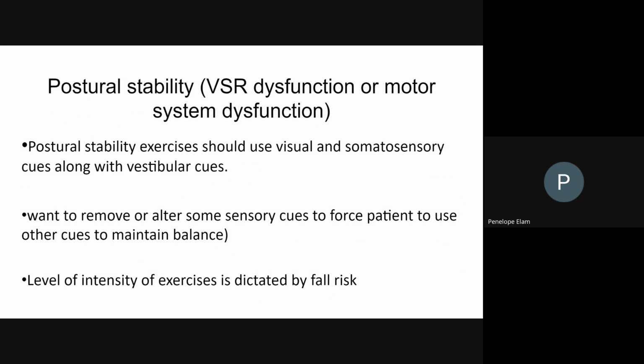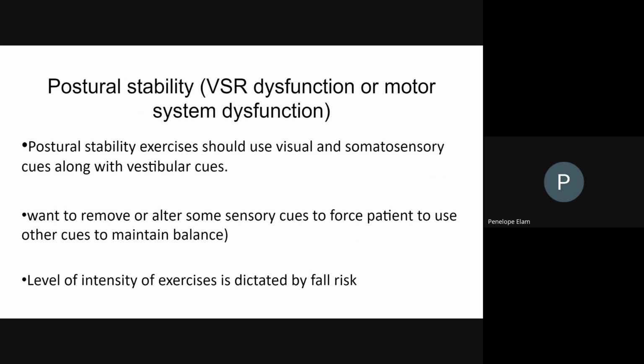So the other area would be postural stability. And so this is where, you guys have already done a lot of these, they're balance exercises, right? But when we're trying to challenge the vestibular system, we need to make sure that we're altering visual and somatosensory cues so that they're having to focus more on their vestibular system. So whenever we're doing postural stability exercises for somebody with a vestibular dysfunction, we want to remove or alter some sensory cues to force the patient to use other cues to maintain balance. We want to push them to try to use their vestibular system to maintain their balance versus their vision or their somatosensory system.